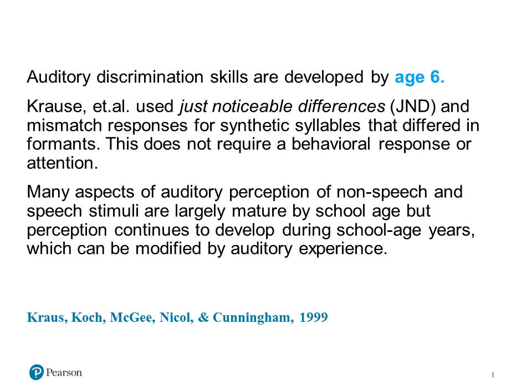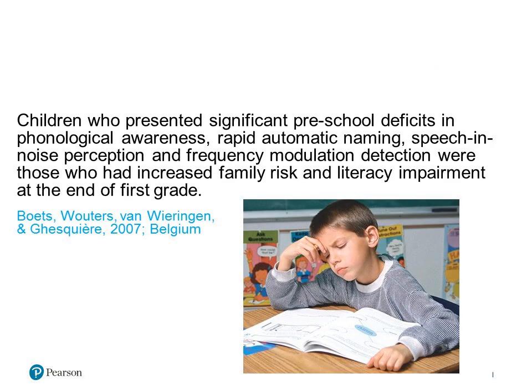So auditory discrimination skills, according to Krause et al., can be developed by age 6. In studies using the just noticeable differences, JND, and mismatched responses for synthetic syllables, the different formats, they found that this does not require behavioral response or attention. And many aspects of auditory perception of non-speech and speech stimuli are largely mature by school age. And again, the perception continues during school age years, which can be modified by auditory experience. We know that the auditory system continues to maturate until about the age of 12 to 14, around the puberty period of time. So the auditory system does go through maturational stages.